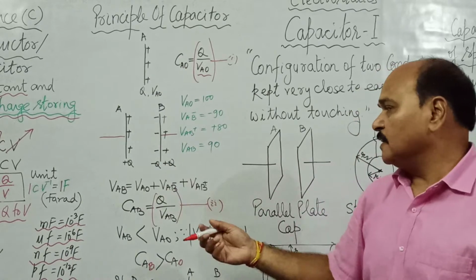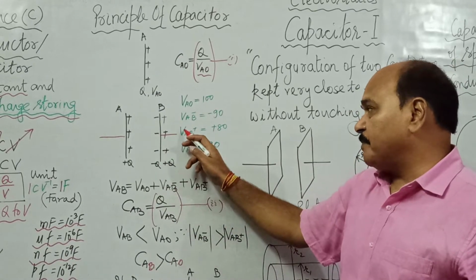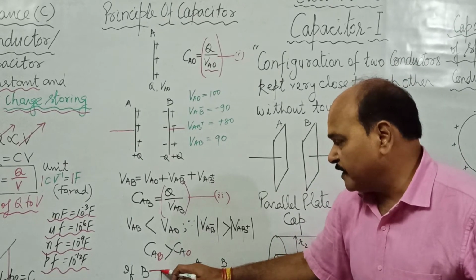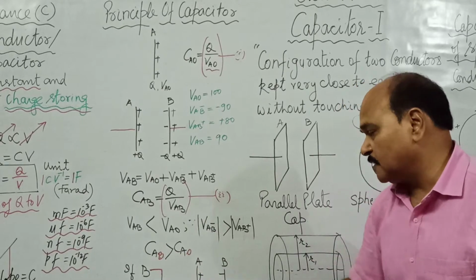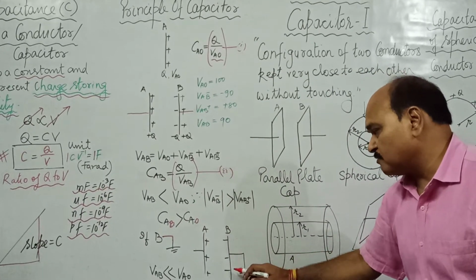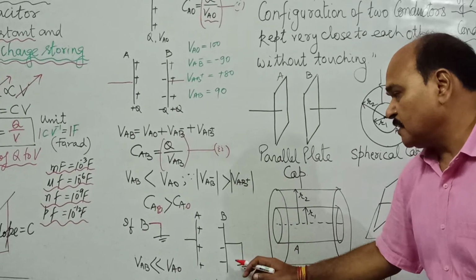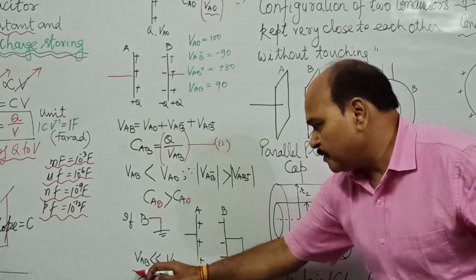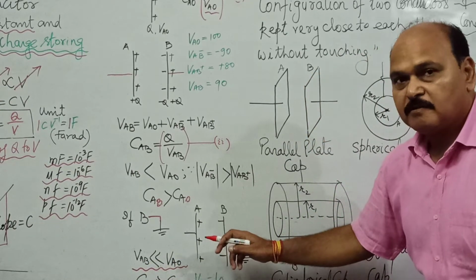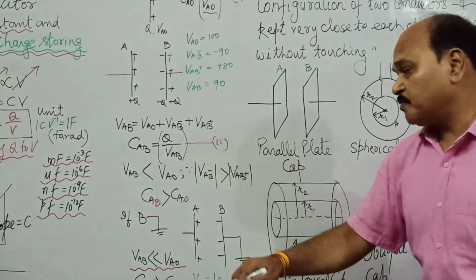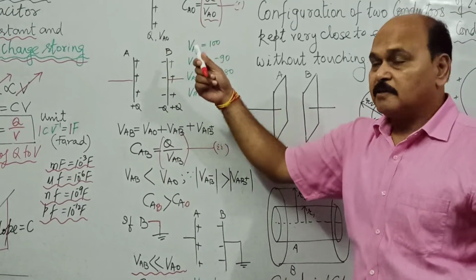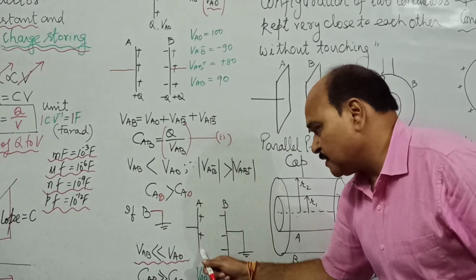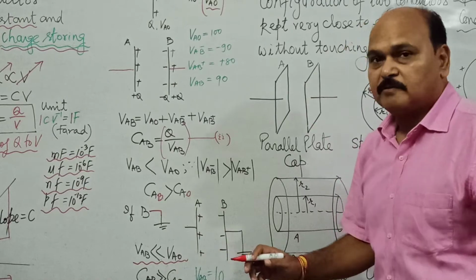And what happens practically? If we connect plate B with earth, which is the situation in every capacitor when it is used, plate B is earthed. When plate B is earthed, this positive charge also moves into the earth. In this situation, the potential of plate A becomes even smaller than VA0. The potential of this plate A becomes much smaller than the potential of the plate when it was isolated. So in this situation, the capacitance of this capacitor is much greater than CA0.